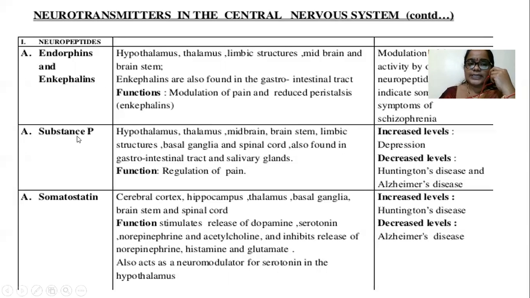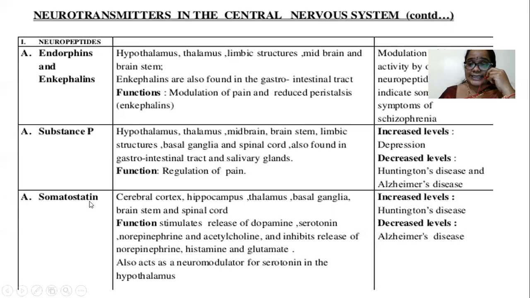Then substance P. Substance P is also present in all CNS parts: hypothalamus, thalamus, midbrain, brainstem, limbic system, basal ganglia, spinal cord, and it is found in the GIT and salivary glands also. The function is regulation of pain. If levels are increased, the person is affected with depression. Decrease means Huntington's disease and Alzheimer's disease.